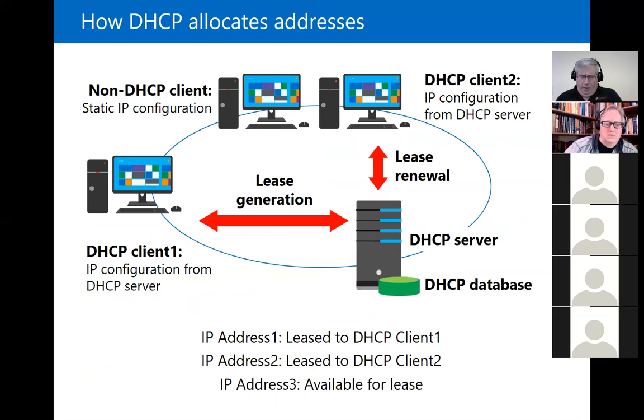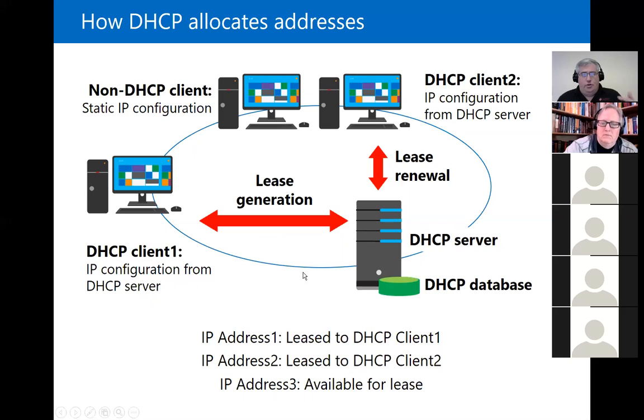So when we talk about a non-DHCP client, it's going to have a static IP. In other words, you manually put in that IP address. And every IP address on your network cannot have a duplication, because they have to be able to talk, and the packets have a source and a destination, and they have to be unique, because otherwise it won't work.